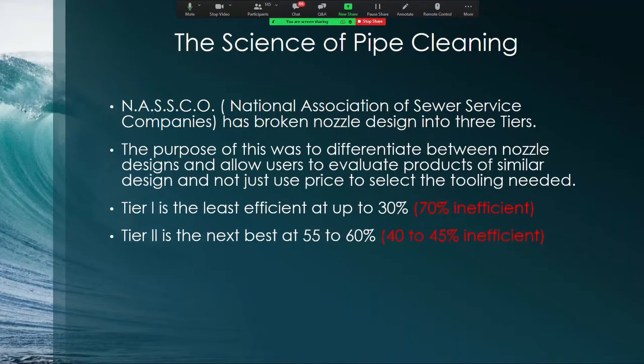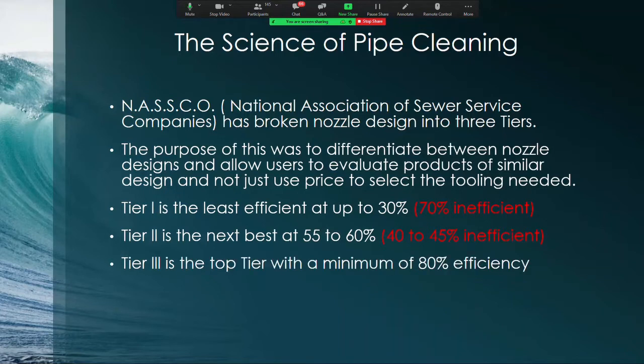When we talk of a Tier 2 nozzle, Tier 2 nozzles are designed to give us about a 55 to 60% efficiency rate, which again, in red, I've indicated is 40 to 45% inefficient. If you had a vehicle running at these efficiency levels, 40 to 45% inefficient, you'd probably be looking at something a little less expensive to operate.